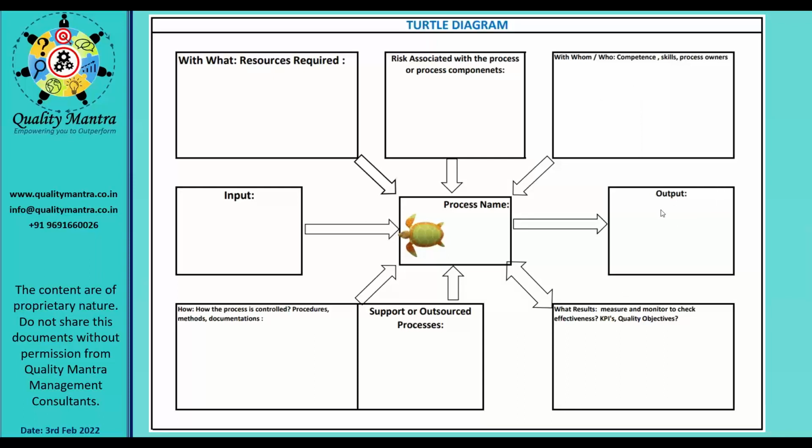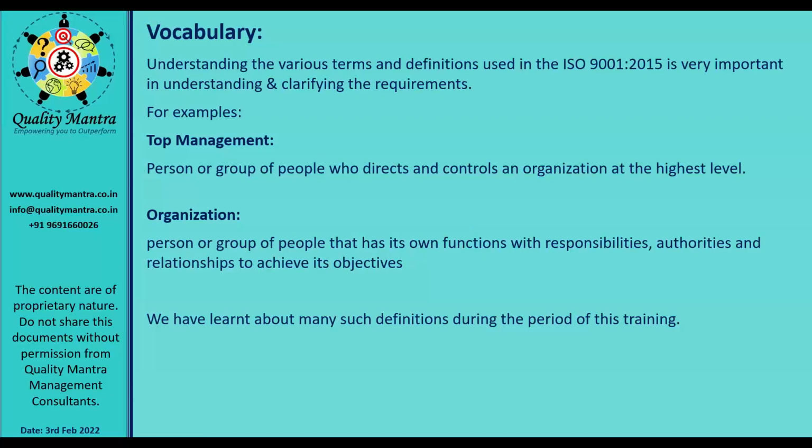The output of this process, what you expect from this process, that is the output. And then the various results, how you are going to monitor this process, the KPIs, the quality objectives. So all these will be included into the turtle diagram. So that we have seen in detail. We have seen the vocabularies, 1 or 2 I will go through again, है ना.